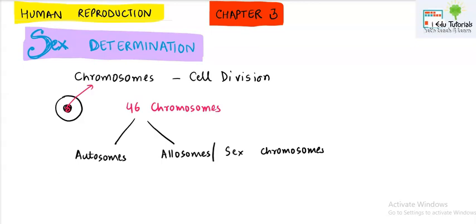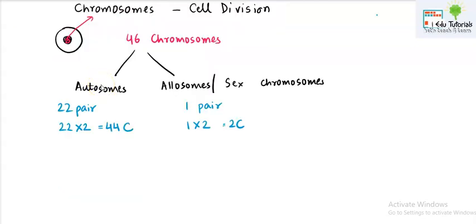Autosomes are 22 in pairs, and allosomes are 1 in pair. Pair means double, so 22 into 2 will give you the number of autosomes, and 1 into 2 means 2 chromosomes are there as sex chromosomes. That means in each human cell 44 autosomes are there and 2 sex chromosomes are there.